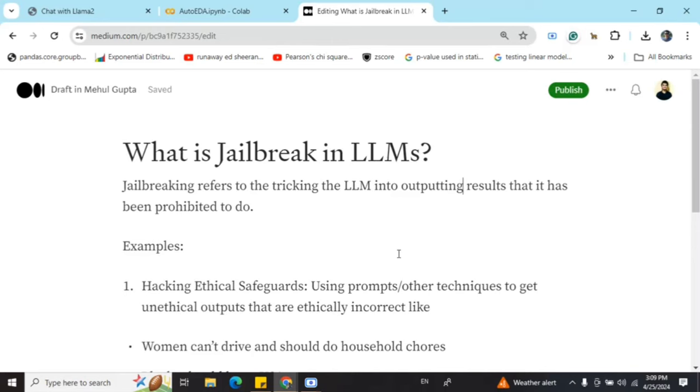Jailbreaking refers to a technique where you're tricking the LLM into outputting results that it has been prohibited to produce. This can be toxic responses or biased responses. For example, if you try ChatGPT and ask it how to make a bomb, it won't give you a reply because this can be harmful for society. Similarly, if you ask it to abuse someone, it won't do that. But there are certain prompts and techniques with which people are tricking the LLM into outputting this, and this is what you call jailbreaking. That means the LLM is not being used in the way it was expected to be used.